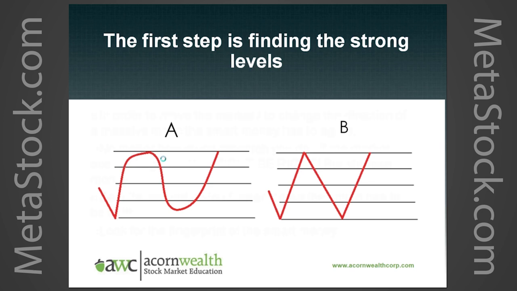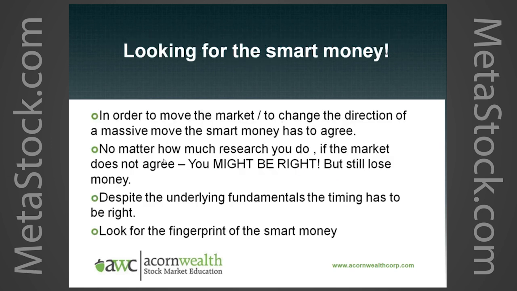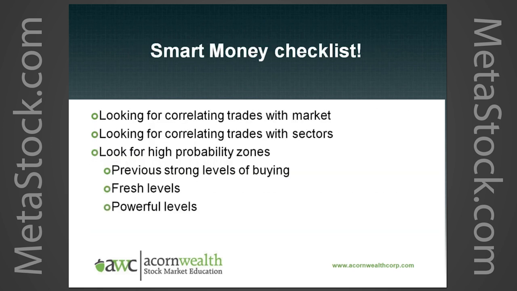So this is how we detect smart money. We're looking for the way that a chart reacts at a certain level. Well, this is the first way we detect smart money. And this becomes very important because if we can look at where a market is going to turn, now we can start pre-programming trades by looking for these strong, fresh, powerful levels and where volume correlates with that break.